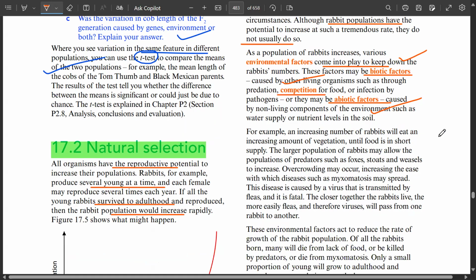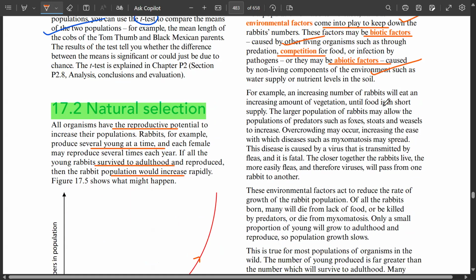an increasing number of rabbits will eat an increased amount of vegetation until food is in short supply. The larger population of rabbits may allow the populations of predators such as foxes, stoats, and weasels to increase. Overcrowding may occur, increasing the ease with which diseases such as myxomatosis may spread. This disease is caused by a virus that is transmitted by fleas and it is actually fatal.